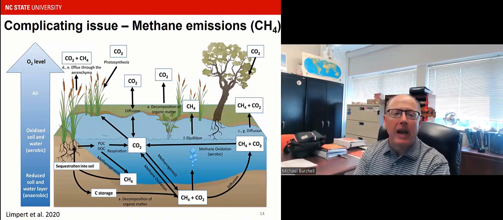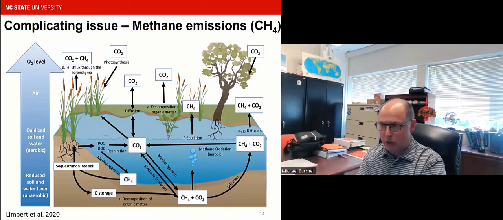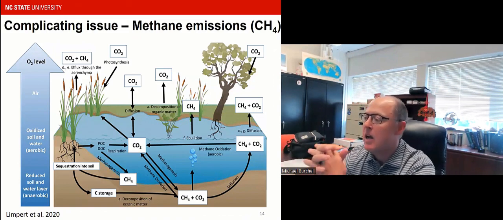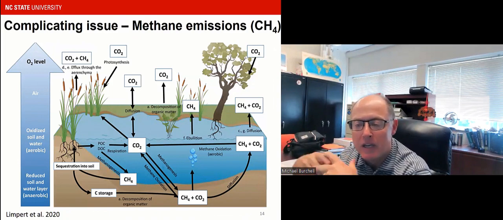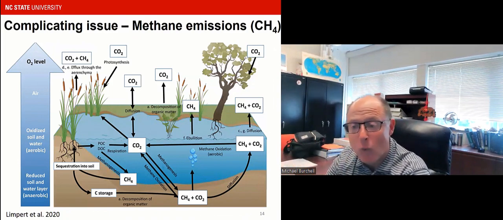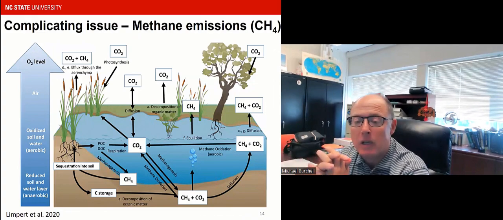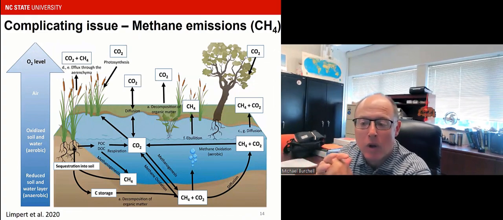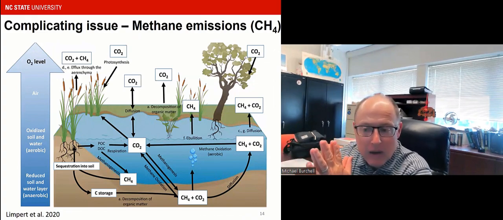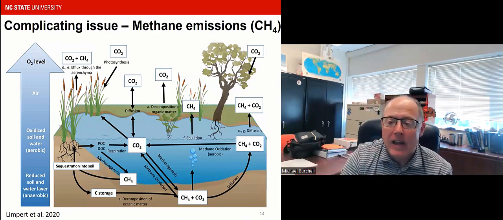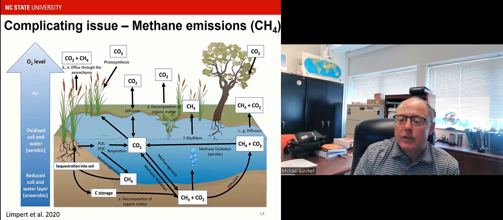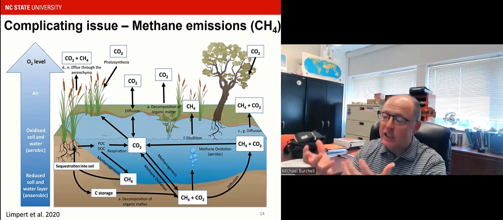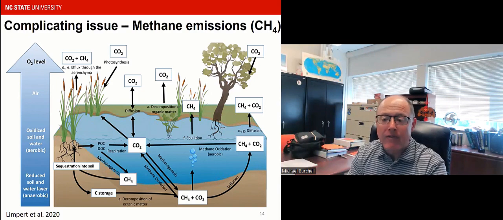So a complicating issue to all of this is methane emissions. This is kind of a complicated little drawing here. But under extended periods of anaerobic conditions in the soil of freshwater wetlands, microorganisms can produce methane, CH4. And many of you probably have heard that methane is a more potent greenhouse gas than carbon dioxide. So when we have systems that are leaching methane, we have to factor that into the carbon out calculation.